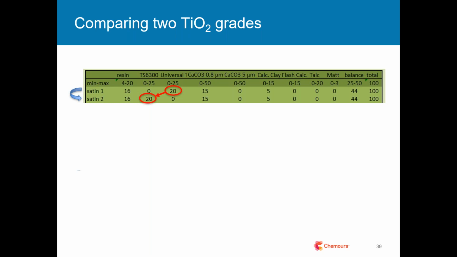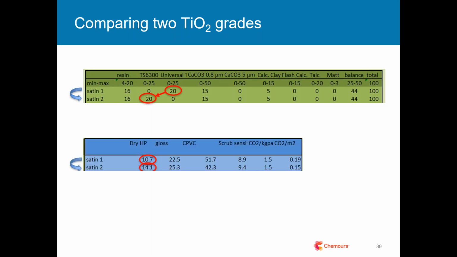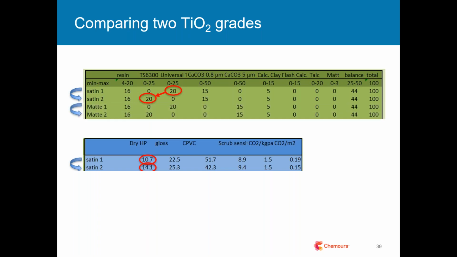There is some calcium carbonate in the paint. And the hiding power for that satin paint goes up from 10.7 square meters per liter to 14. So here you see a 30% hiding power increase at no cost to the other properties. That's interesting. So no significant effect on the scrub sensitivity. But as the hiding power is much higher, you need less paint. So also the carbon footprint of this paint goes down if you express it on a square meter painted basis.